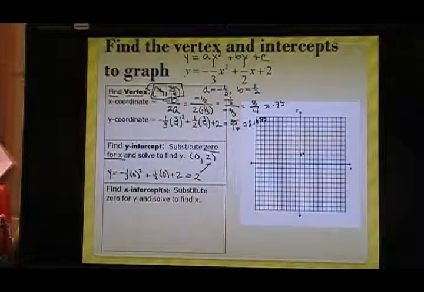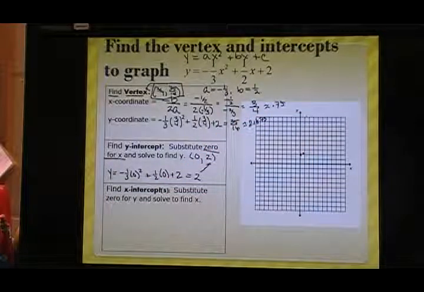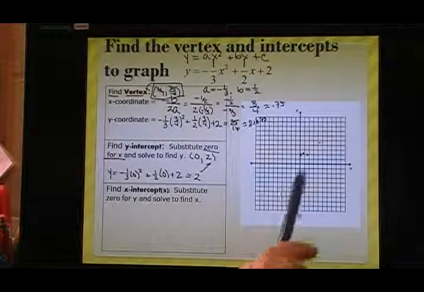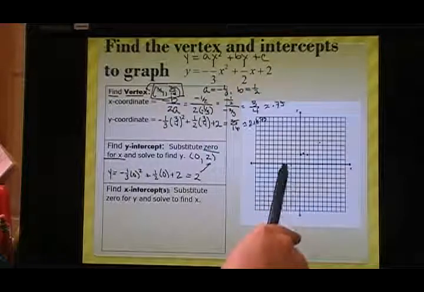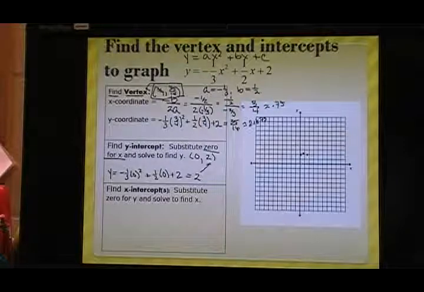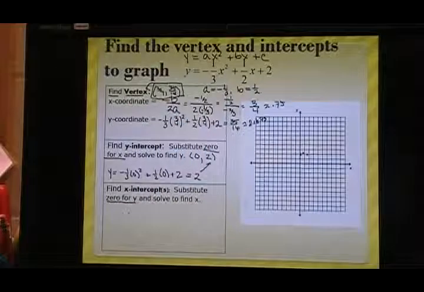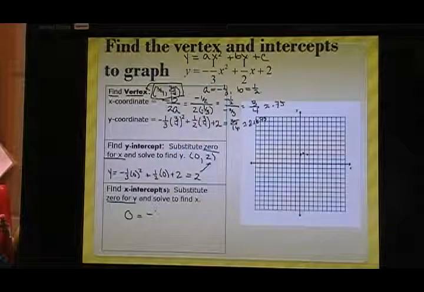And again, I can use my symmetry. I've got this axis of symmetry through that vertex. So 3/4 to the left, 3/4 to the right would be at 1.5. So there should be another point there. Based on the fact that it's opening down, I do know I'm going to have 2 x-intercepts. Let's find them. So the y-coordinate is going to be 0. So we put 0 in here and solve. So we've got 0 equals negative 1/3 x squared plus 1/2 x plus 2.